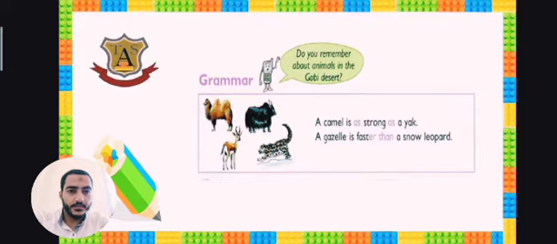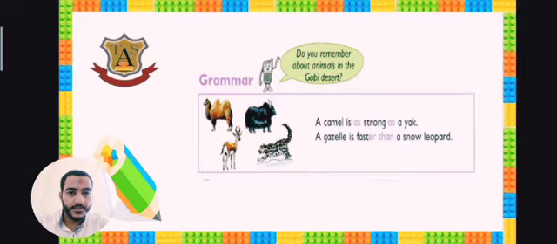He's saying, do you remember about animals in the Gobi Desert? Okay, do you remember this reading lesson for this unit? The Gobi Desert, animals in the Gobi Desert. So what's in the box, of course, is talking about the animals of the Gobi Desert.